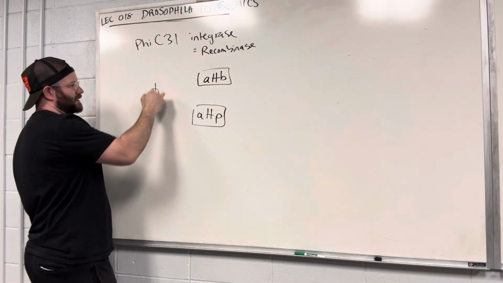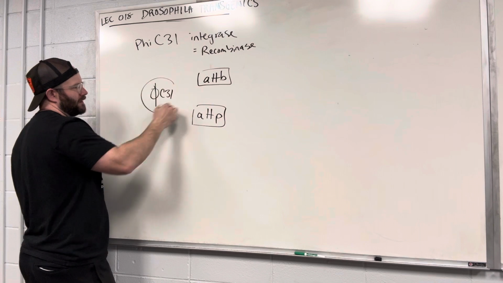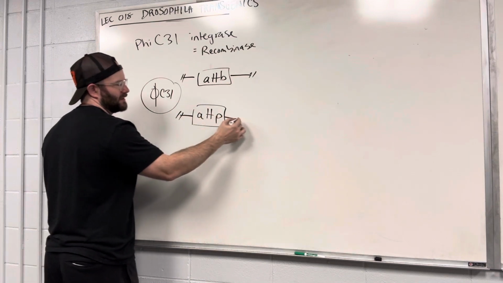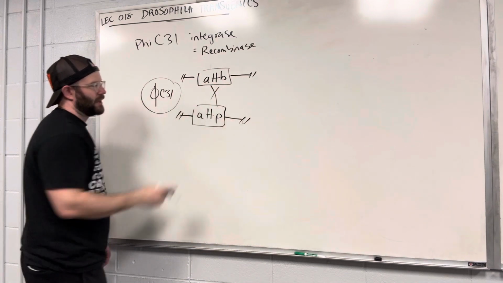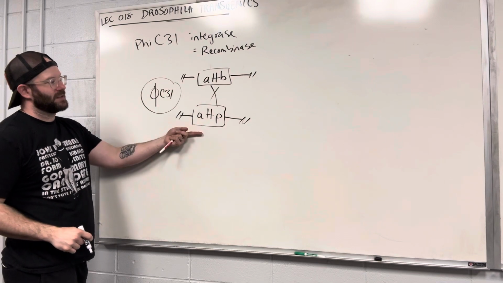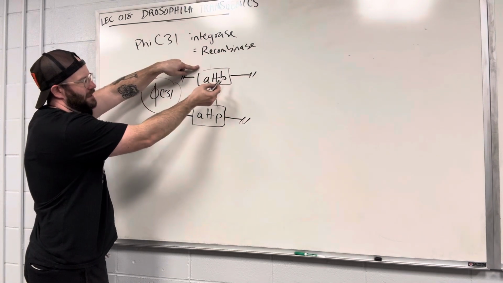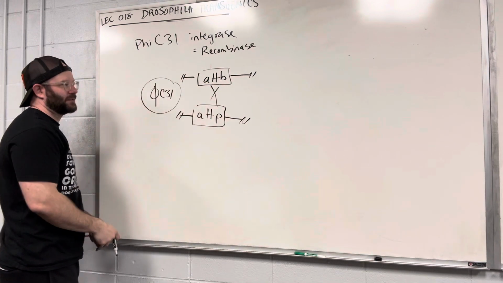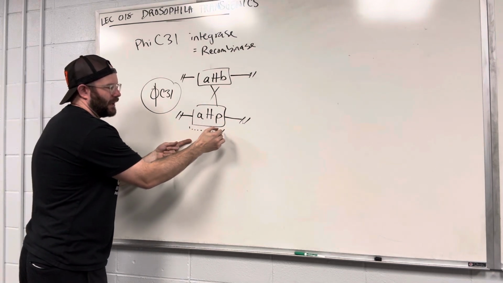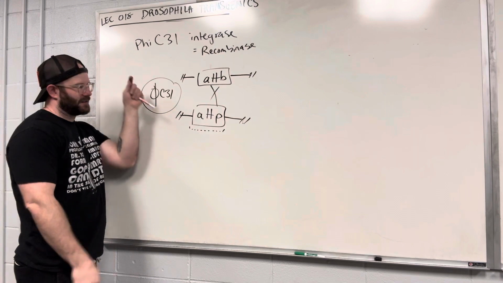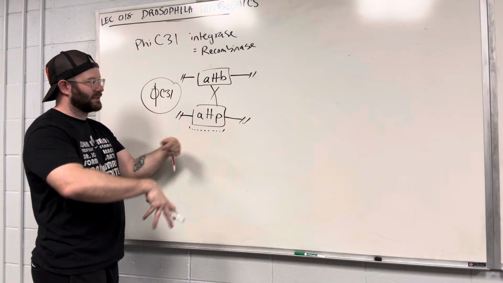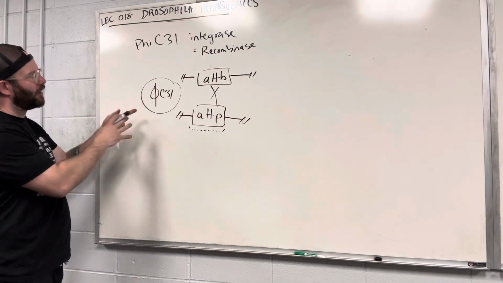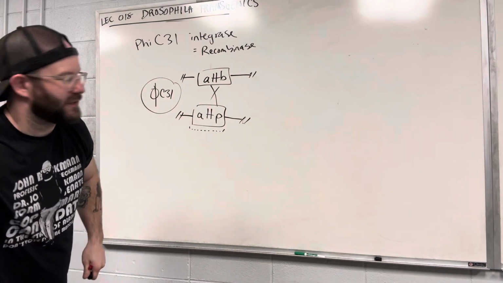So PhiC31, say this is the protein. What it does is it takes these specific DNA sequences and causes recombination between attB and attP sites. These are just the names. This actually stands for att bacterial and att phage. I think that's what the P stands for. These are just little sequences of DNA that are a defined sequence that this enzyme recognizes and recombines. And once they recombine, the sites are destroyed, so it can never recombine out. So it's a permanent recombination.